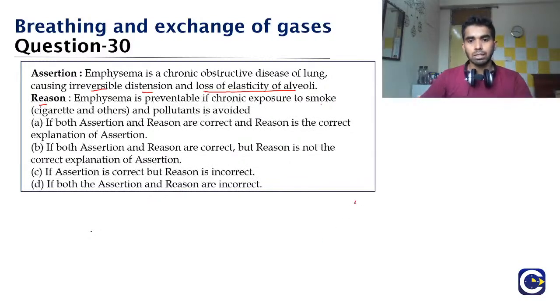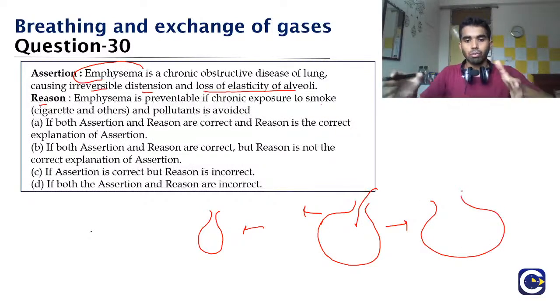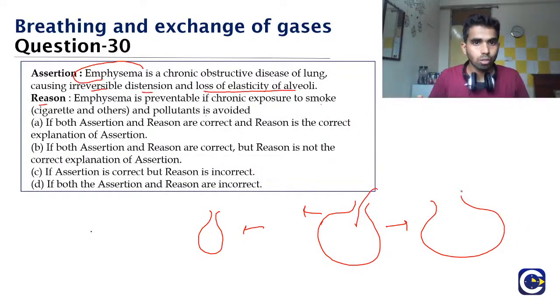So what happens in the emphysema? This is the alveoli. Alveoli has to expand. When the air enters, it will be expanding, and when the air goes out, it just shrinks. So that is why it needs a kind of elasticity. And that elasticity is destroyed in the disease that is emphysema. And if the elasticity is destroyed, then it will just expand, and it will not be able to shrink because the elasticity is gone, isn't it? So tell me, the assertion is correct or not?